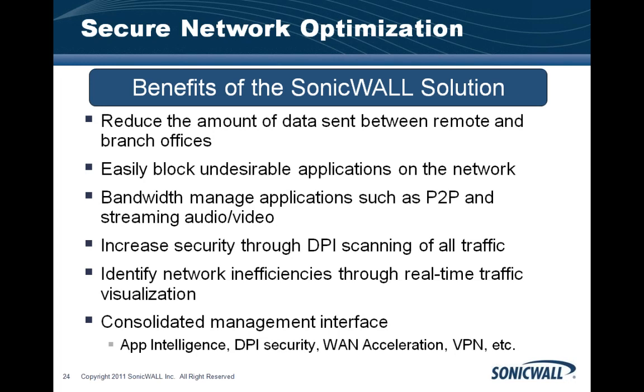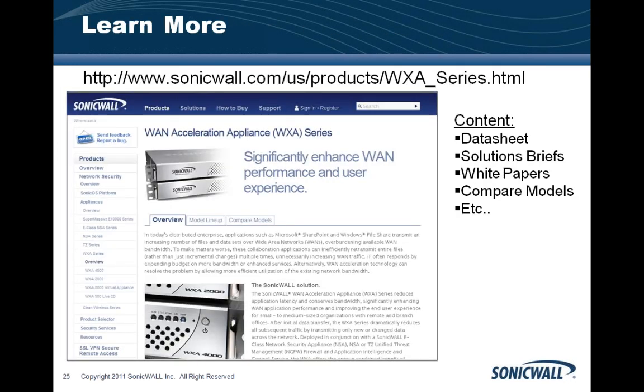So we can identify efficiencies that will allow the network administrator to improve the network performance. And finally, consolidated management. So we have the ability to provide all of this functionality out of a single interface, so you don't have to go and learn something completely different. The app intelligence, DPI scanning, WAN acceleration, and VPN are all done directly out of the interface of the SonicWall. So, again, there's a lot of benefits to what we're talking about, which is secure network optimization.